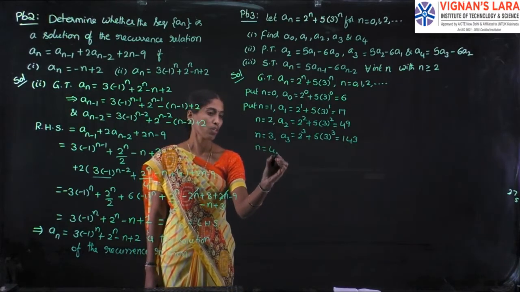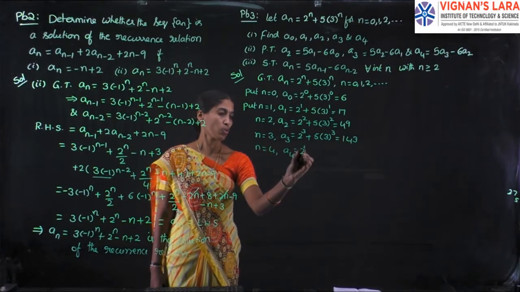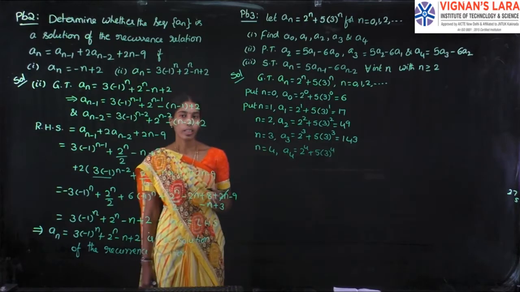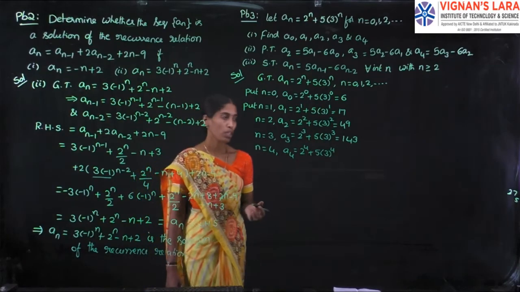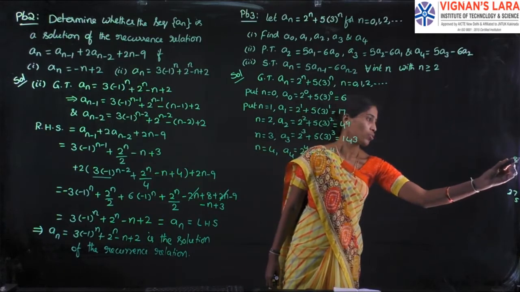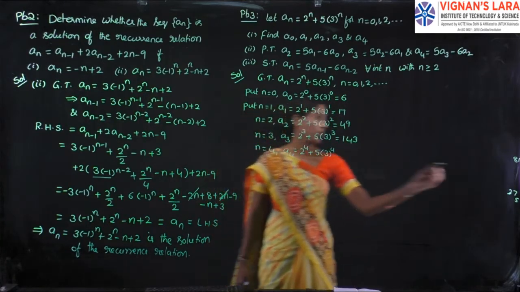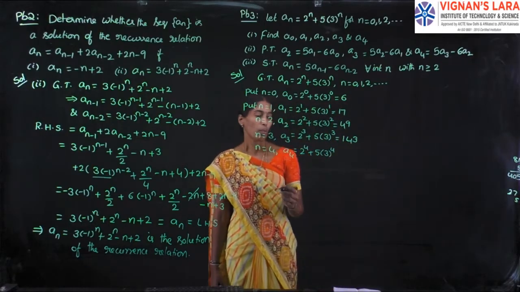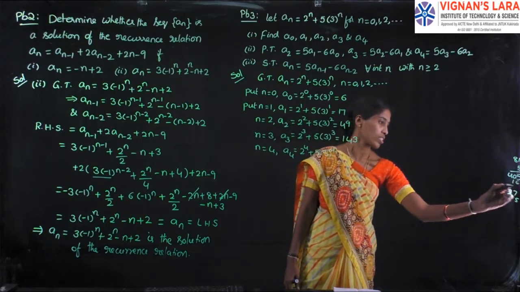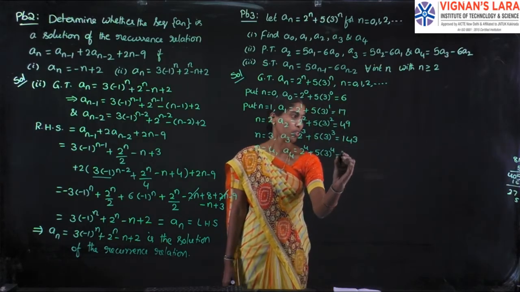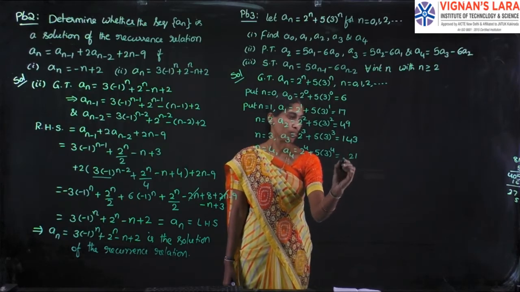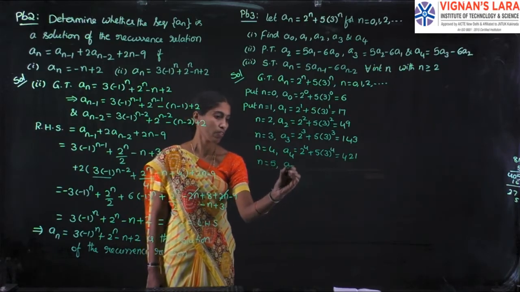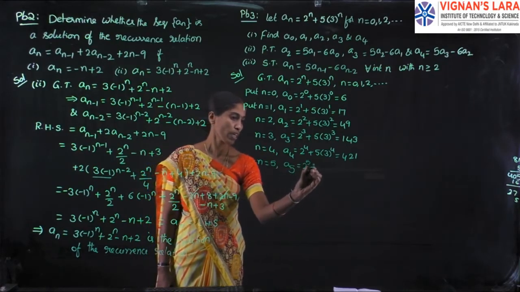When n is equal to 4, a4 is 2 to the power 4 plus 5 into 3 to the power 4. 3 to the power 4 is 27 into 3, which is 81. 81 into 5 is 405 plus 2 to the power 4, which is 16. What is the value? Which is 421. Next put n is equal to 5, then we will get a5 value 2 power 5 plus 5 into 3 to the power 5.